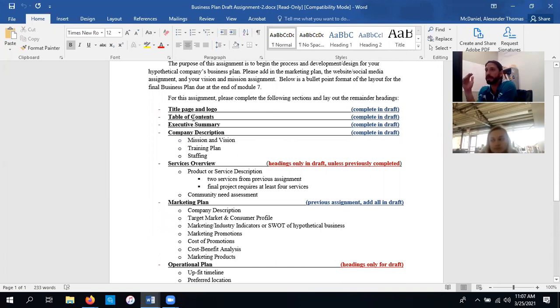You want to have a running header, and I can fix your running header once you get it started, but have a running header and then have your page numbers. The page numbers should be on the right. And I'll show you how to set up a brand new paper here in a second.